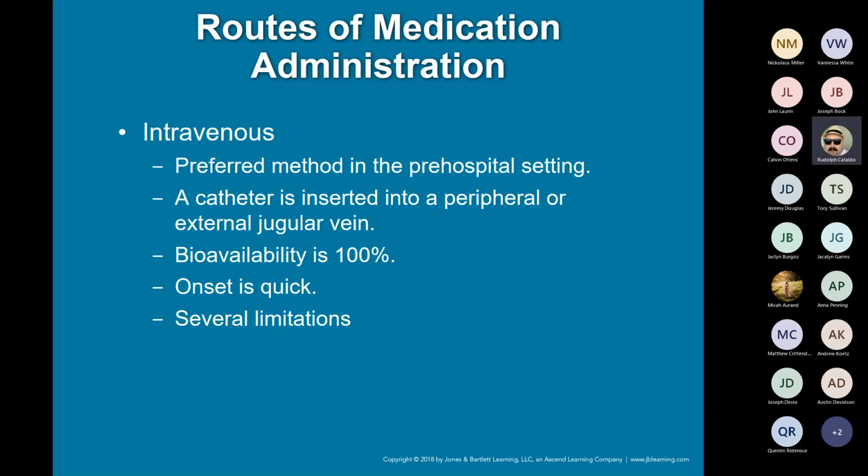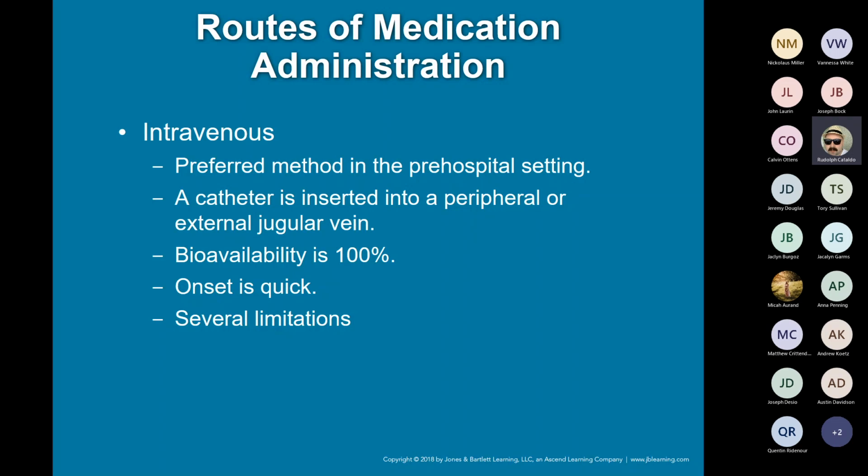IV and IO are going to be our most preferred method. IV is going to be obviously the one that we use most often in the pre-hospital setting. You can see that in the emergency rooms. You technically can do what's called an EJ, the external jugular in somebody's neck. Onset through IV and IO is going to be about the same. It's going to be very quick, very rapid, but remember the body starts limiting it as soon as you start giving it.